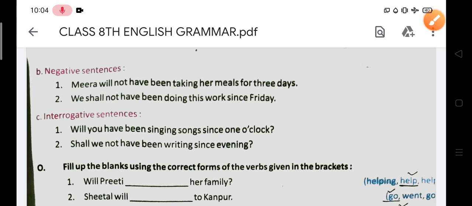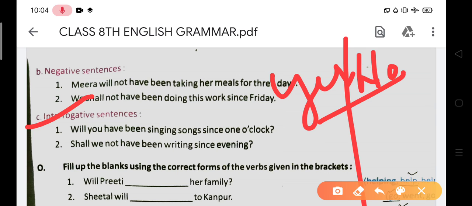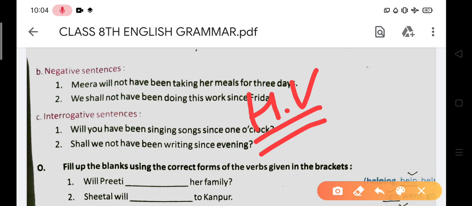Okay, and after that you will see the interrogative sentence. What is the interrogative sentence? Listen carefully, because you know that there are two types of interrogative sentences. First is the yes/no type question. What will you do in yes/no type questions? Very first, we always use the helping verb at the very beginning of the sentence. Over here you can see "will", that is the helping verb, because this is the interrogative sentence. So: will you have been singing songs since 1 o'clock?